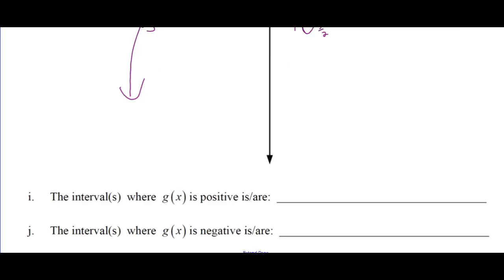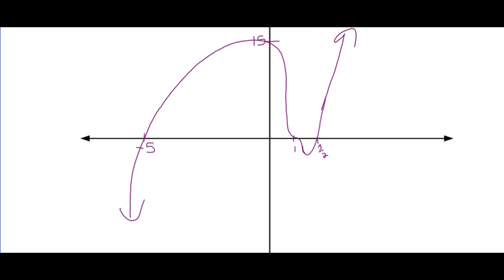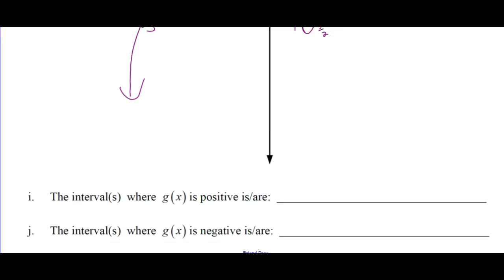And we want to know the intervals where g of x is positive. So where is it positive? Negative 5 to 1. Okay, negative 5 is less than or equal to x is less than or equal to 1.